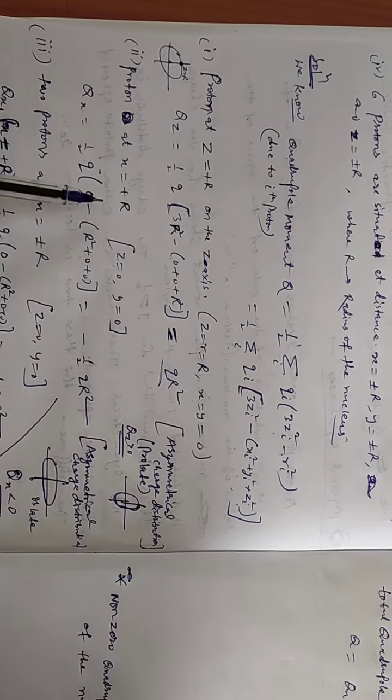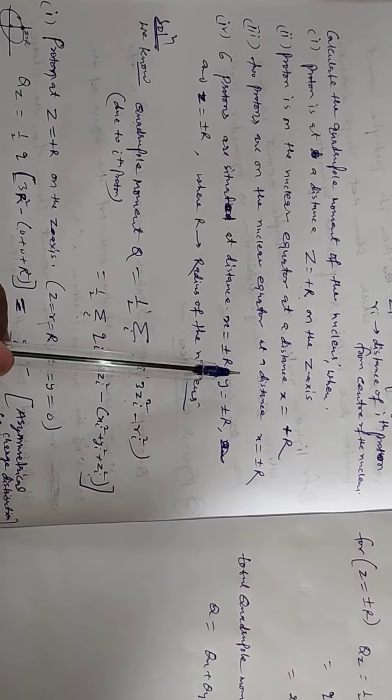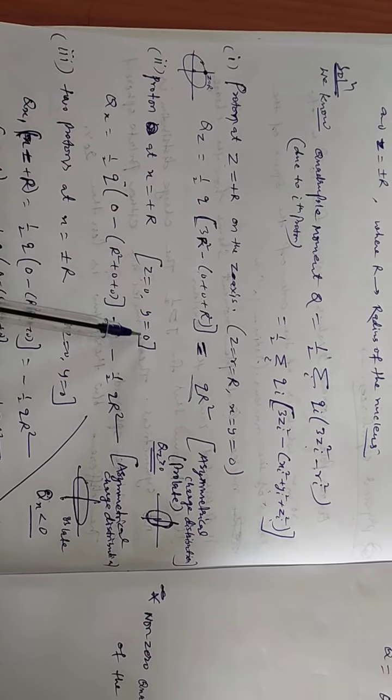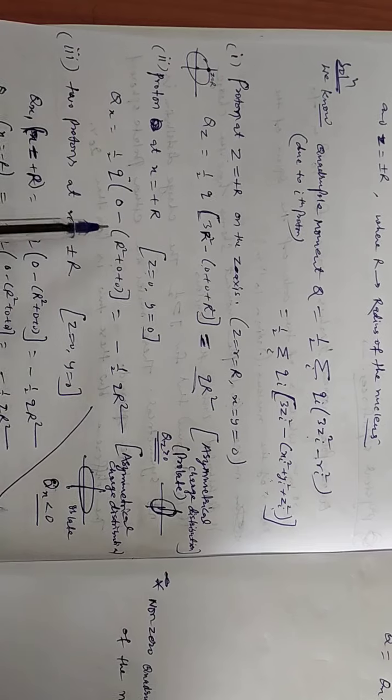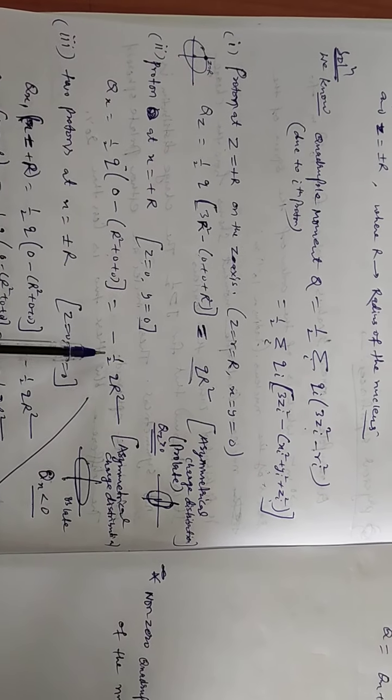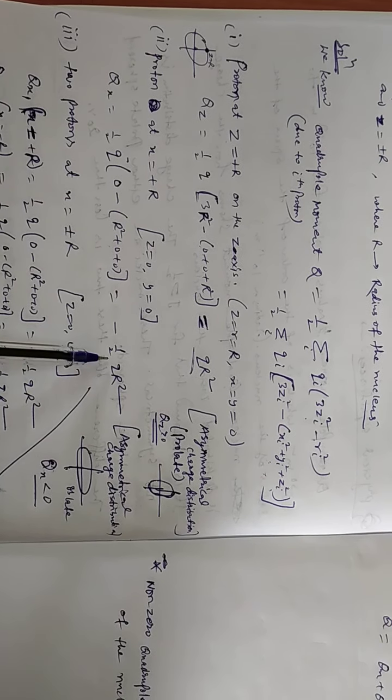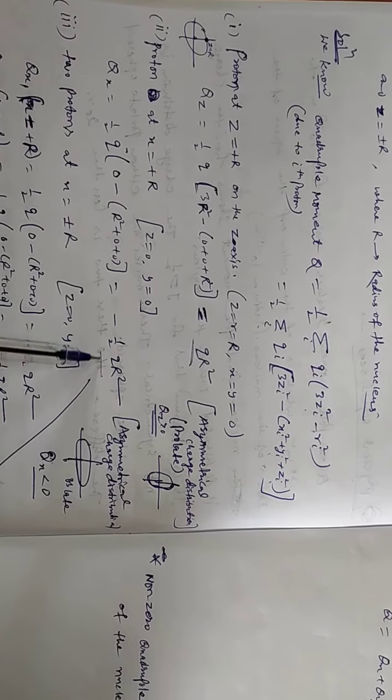Second is the case when the proton is situated at x equals plus R. In this case, Z is 0, y is 0. Putting this value in this equation, we can find Qx. Q is 0, this one, and finally we get minus half QR squared. This is the negative case.